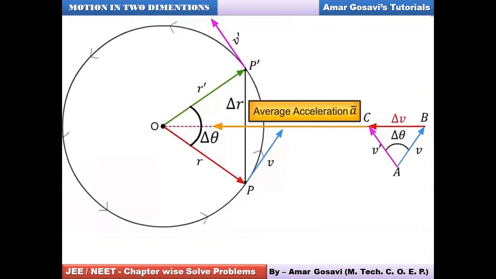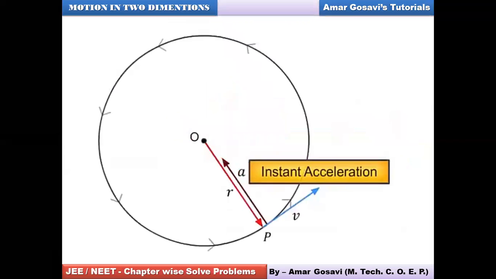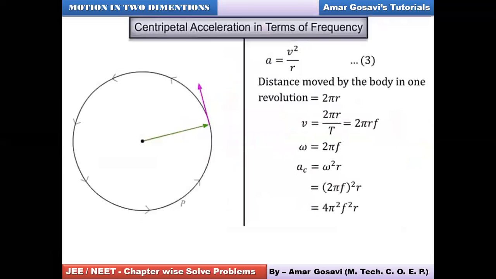And obviously the acceleration will be directed towards the center along the radius. Therefore, the acceleration which we have derived, we called it centripetal acceleration. So you can have a look at it. Again, the same two triangles. Here you can see the centripetal acceleration directed along the radius towards the center. And finally, we get that equation equal to v square by r. This is something which we have derived.